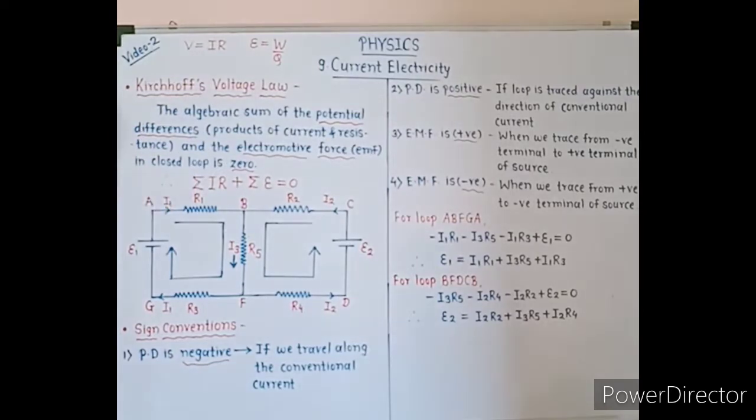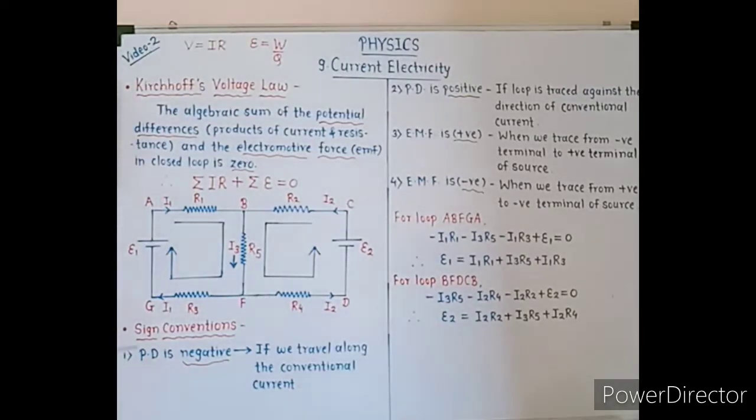Mathematically it is given by summation IR, that is the algebraic sum of potential differences, and the sum of electromotive forces, that is summation E, is equal to 0. This is the notation of electromotive force E. So summation IR plus summation E is equal to 0. Now the sign convention of the voltage law.